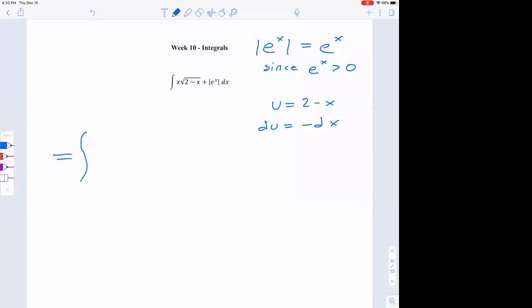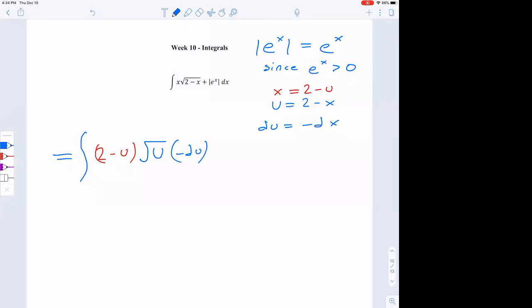So I first noticed that we have an x. So what to do about this x? We could solve this equation for x. So x is equal to 2 minus u, right? If we add x on both sides and we subtract u on both sides, then we get instead 2 minus u. And then what's underneath the square root became u. And then dx is minus du.